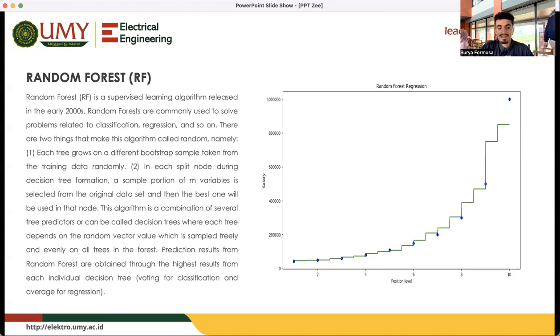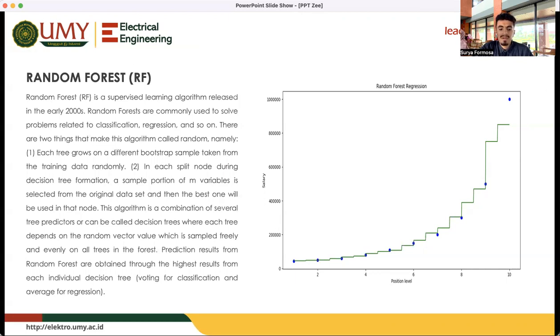The first thing is each tree grows on a different bootstrap sample taken from the training data randomly. And the second thing is in each split node during decision tree formation, a sample of m variables is selected from the original data set, and then the best one will be used in that node.